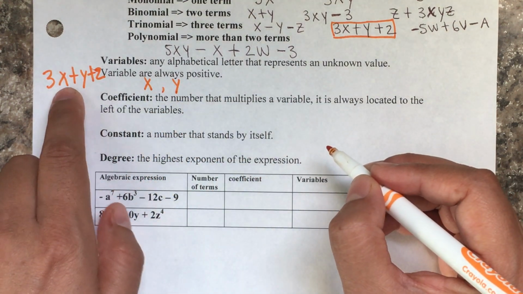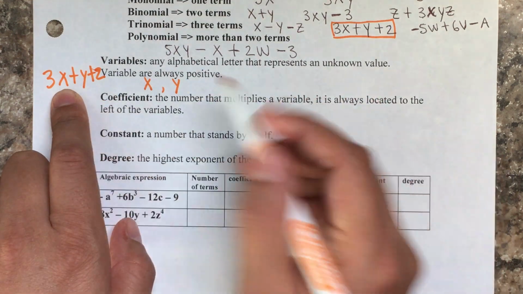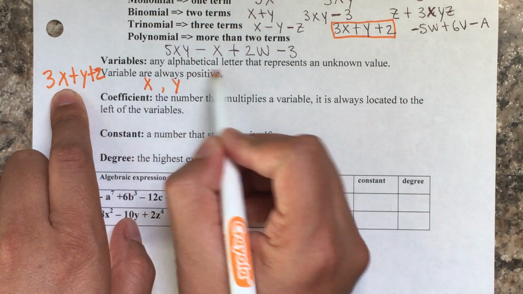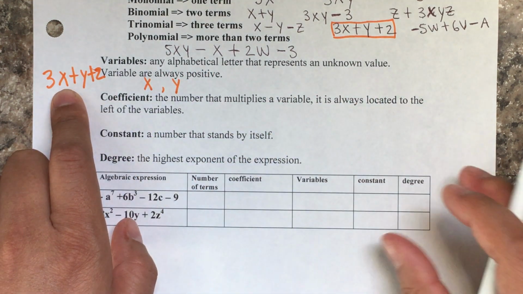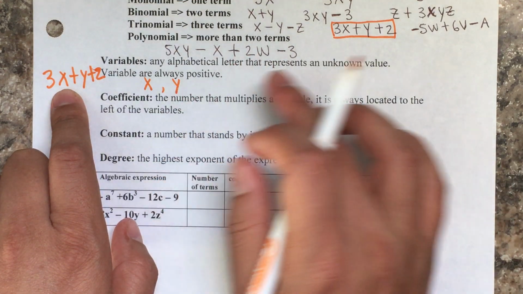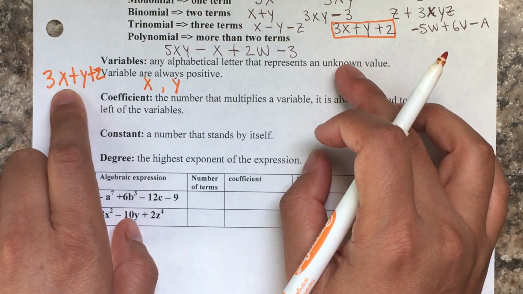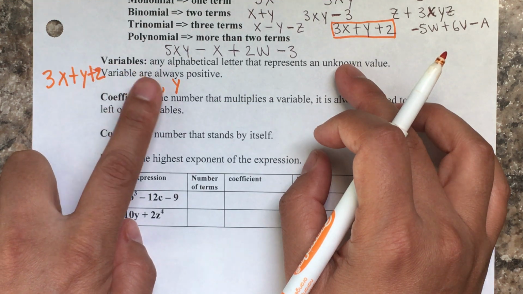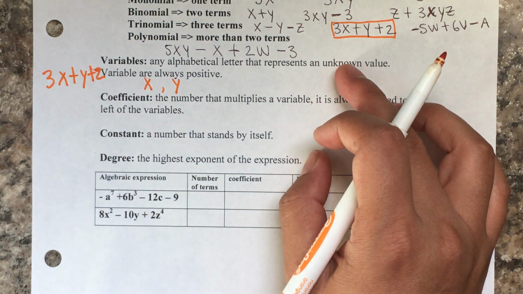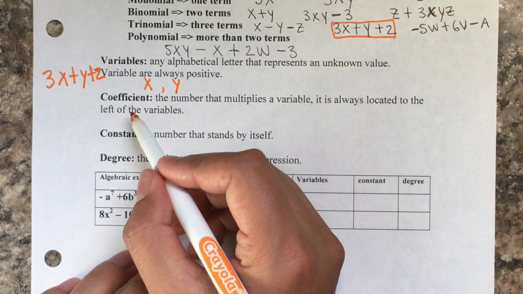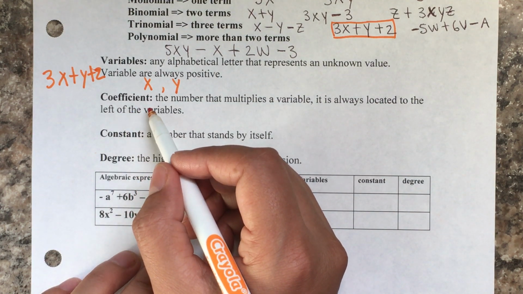Okay? Those are the letters. It could be any, okay? Any alphabetical letter. Puede ser cualquier letra para representar un valor que no conocemos. Yeah. So the next one says coefficient.